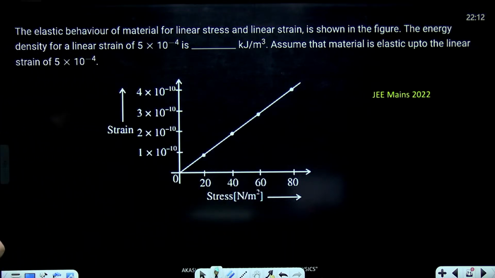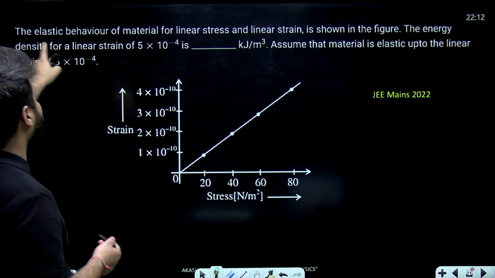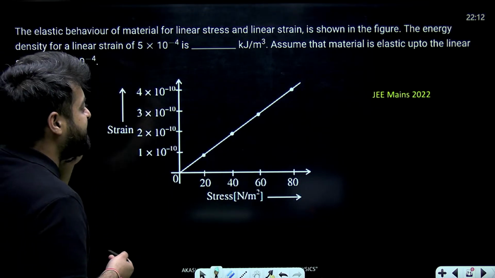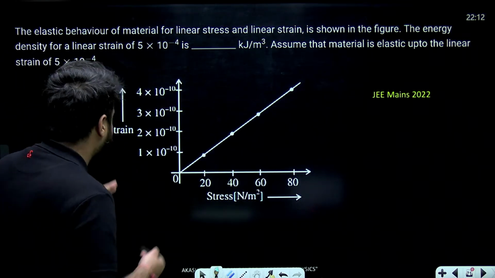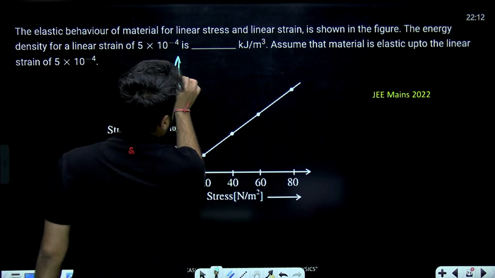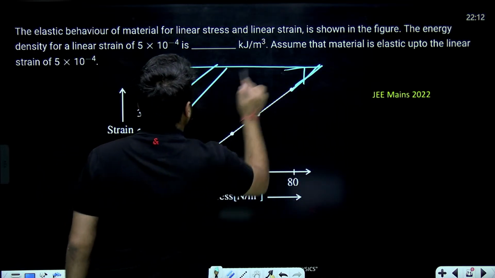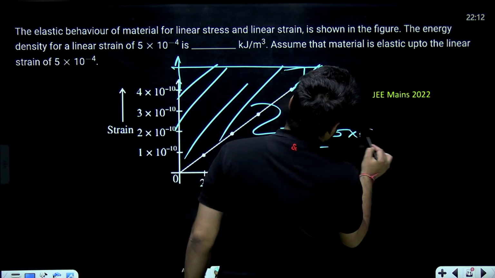Because you have all the idea of stress is here and strain is there, but it doesn't matter to you. The elastic behavior of a material for linear stress and strain is shown in the figure below. The energy density for a linear strain of 5 × 10 power 5 is kilojoule per meter cube. Assume that the material is elastic up to the limit of 5. See where the point of 5 is, so this is the point. Some point is there 5, and for stress versus strain, this is the area, half of sigma into epsilon.